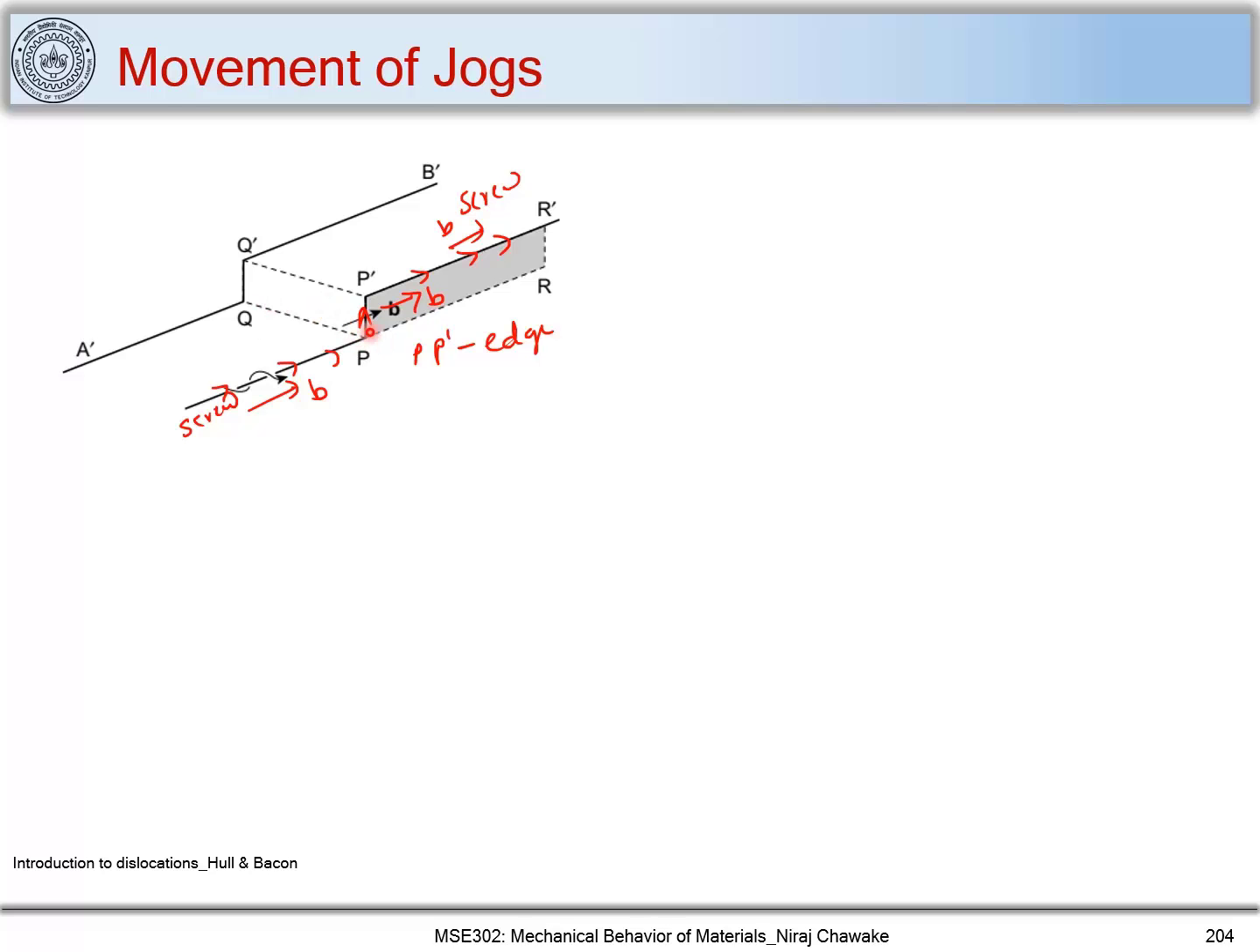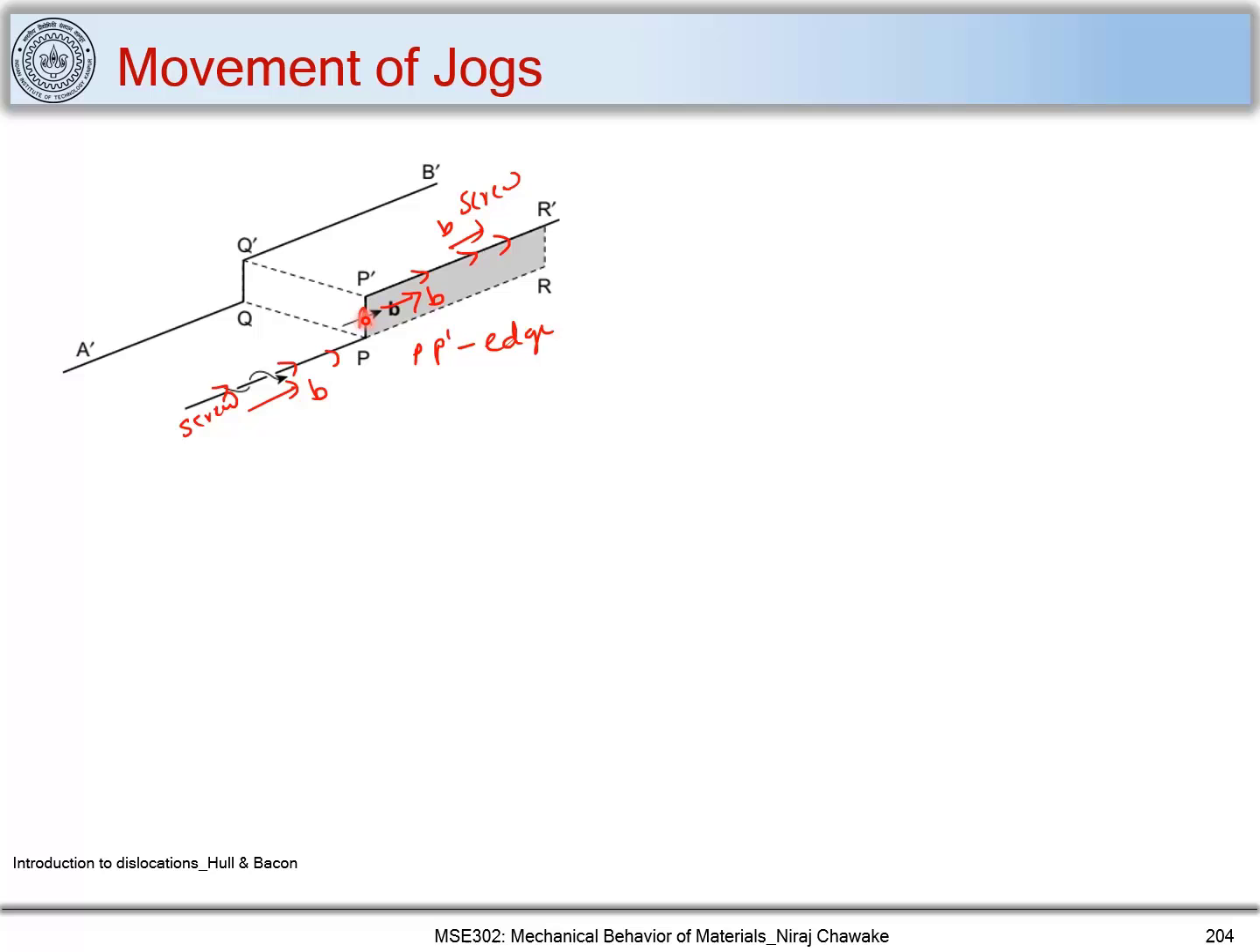Why can it not glide on this plane, that is P dash, Q dash and Q? Because the Burgers vector and the tangent vector do not lie on this plane. So for an edge dislocation to glide on any plane, what is the condition? The tangent vector and Burgers vector should lie on that plane. So this jog can glide only on P dash, R dash and R plane, but it cannot glide on P dash, Q dash and Q.